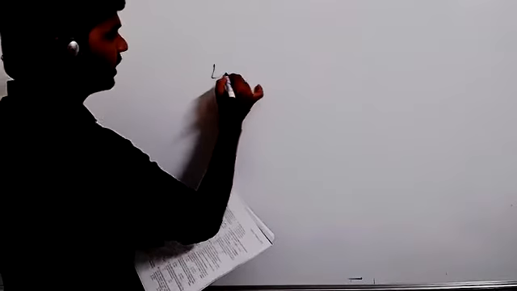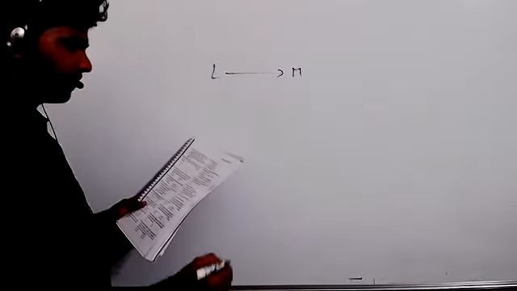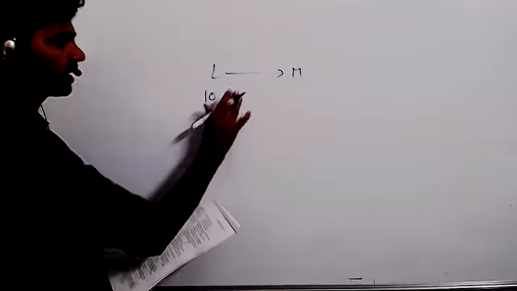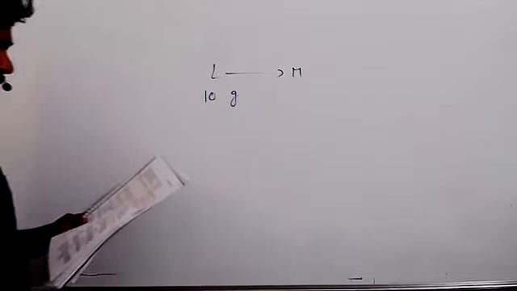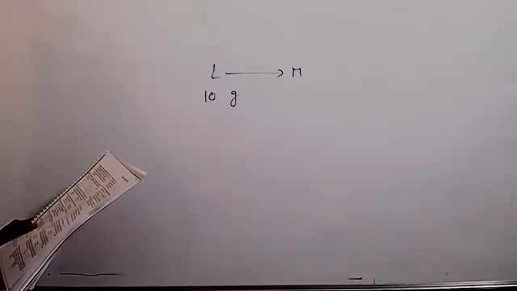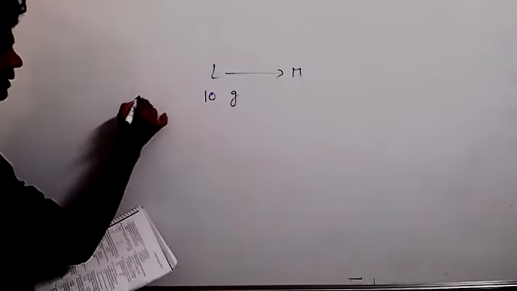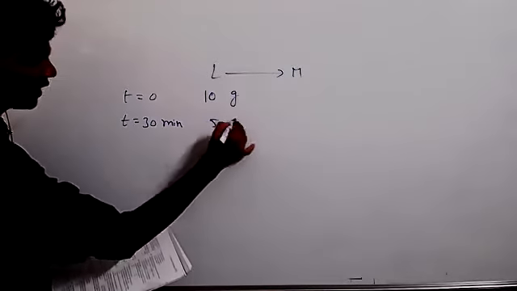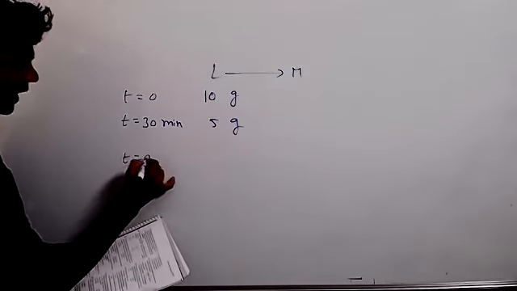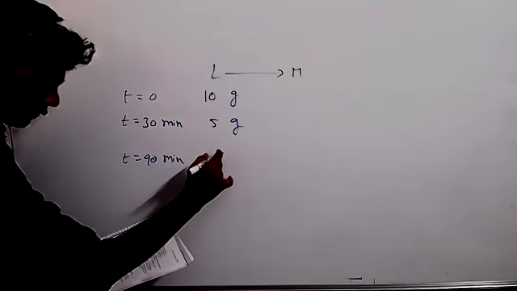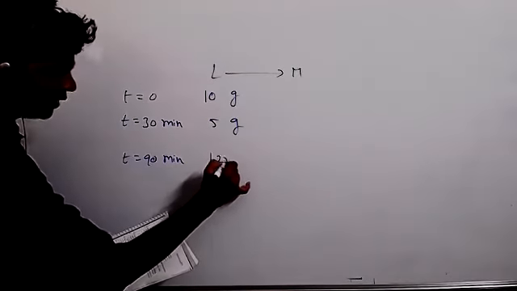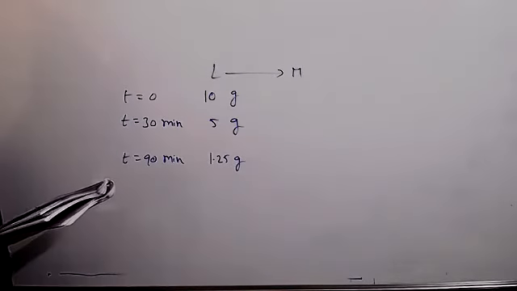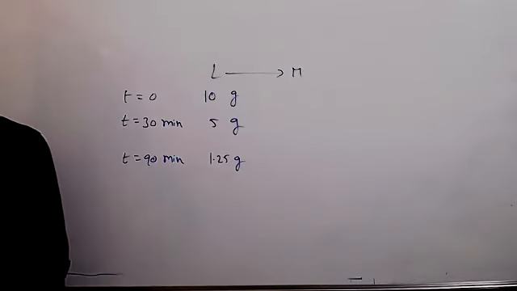Conversion of L to M. We started with initial concentration of 10 grams. After 30 minutes and 90 minutes, that is, at t equal to 0 it is 10 grams, at t equal to 30 minutes it became 5 grams, and at t equal to 90 minutes it became 1.25 gram respectively. Okay, so which order reaction is this?